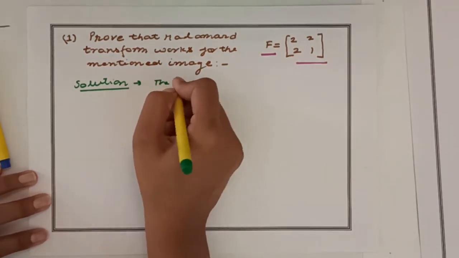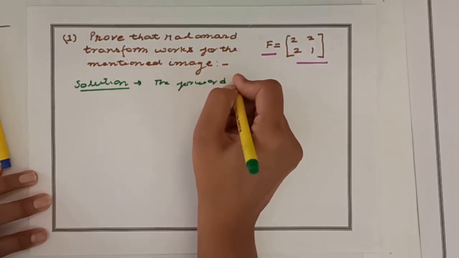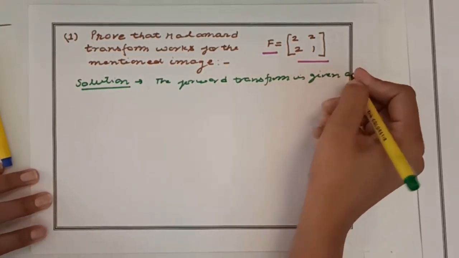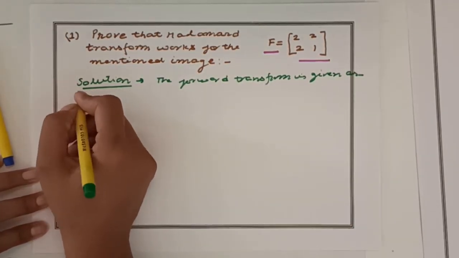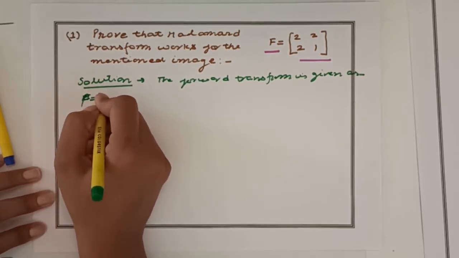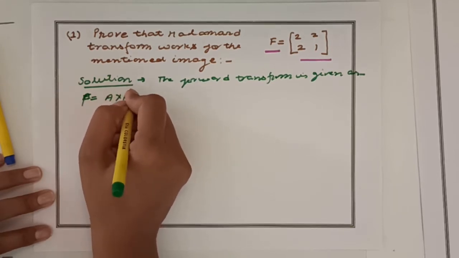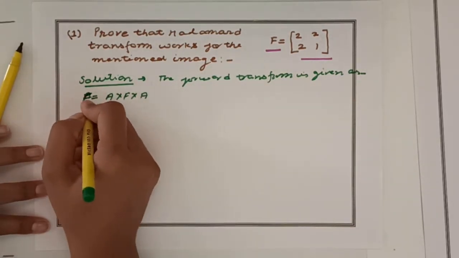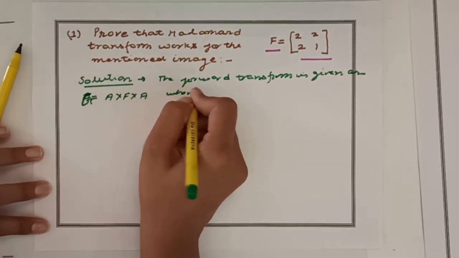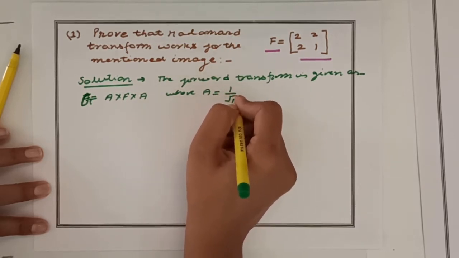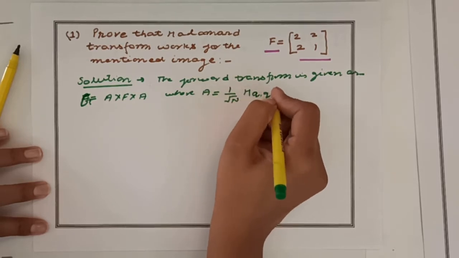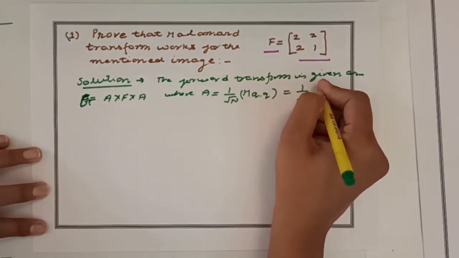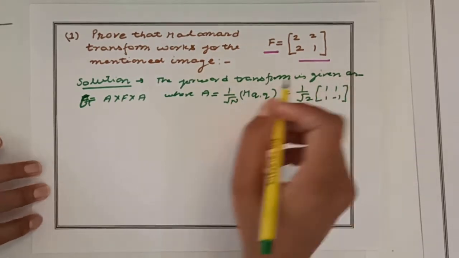You know that the forward transform is given as A into F into A, and this forward transform is written as G, where A is 1 upon under root n H of Q comma Q, and the basic Hadamard matrix can be written as 1 1 1 and minus 1.